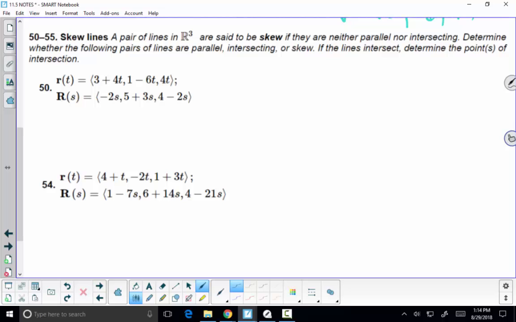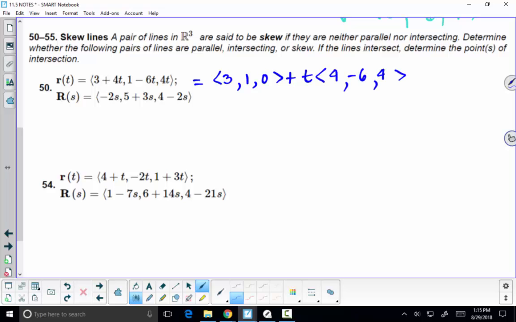To figure out if 2 lines are skew or not, we have to just show those 2 facts: that they're not parallel and they don't intersect. Let's figure out what's going on with these lines. One thing that we just barely touched on last time is when you're given the vector form of a line, how do you discern a point on the line? How do you discern a direction vector for the line? So when we look at this first one, we can peel it apart like this. We could rewrite this as <3, 1, 0> plus t times <4, -6, 4>.